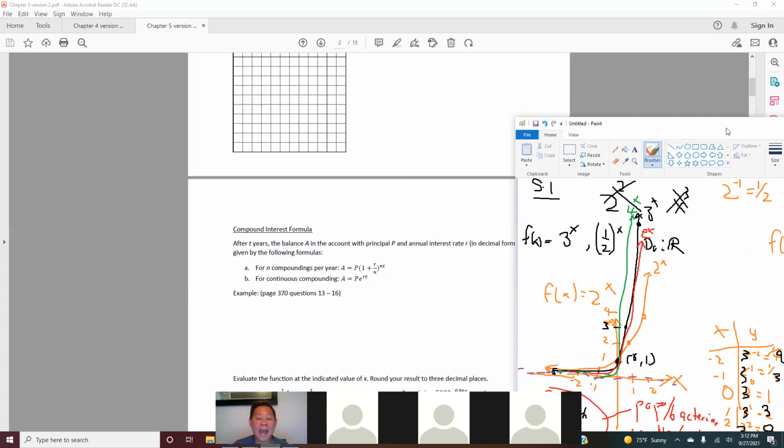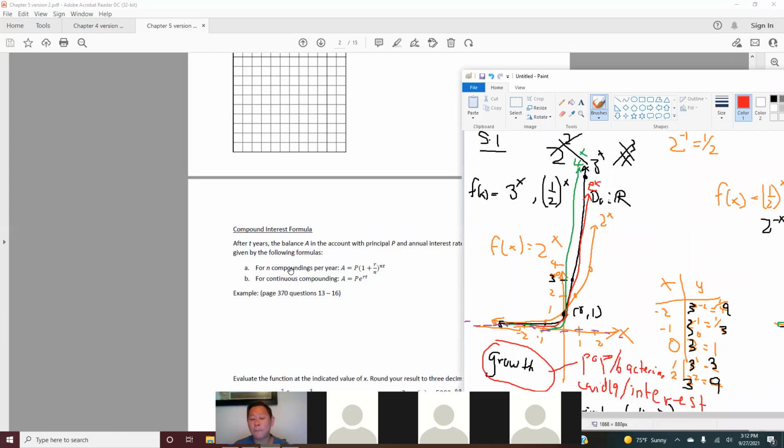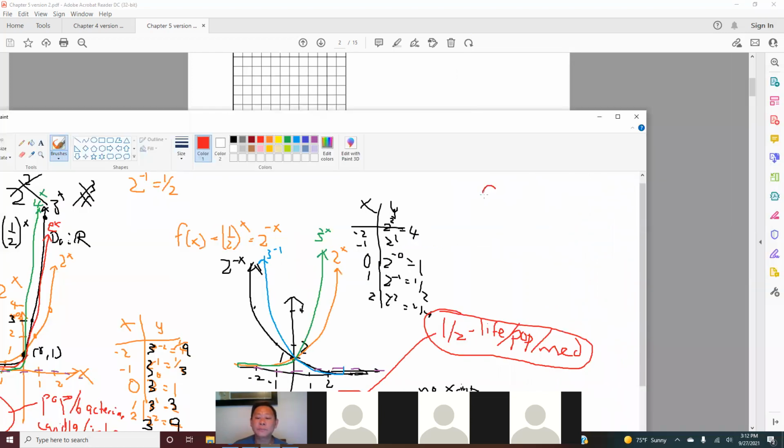And now we talk about the n. n in this case is how many times it compounds. If it compounds annually, it only does it one time a year, so your n will be 1. If it's semi-annually, then n in this case will be 2, meaning it compounds two times a year. If it's quarterly, n will be 4, because it compounds four times a year.